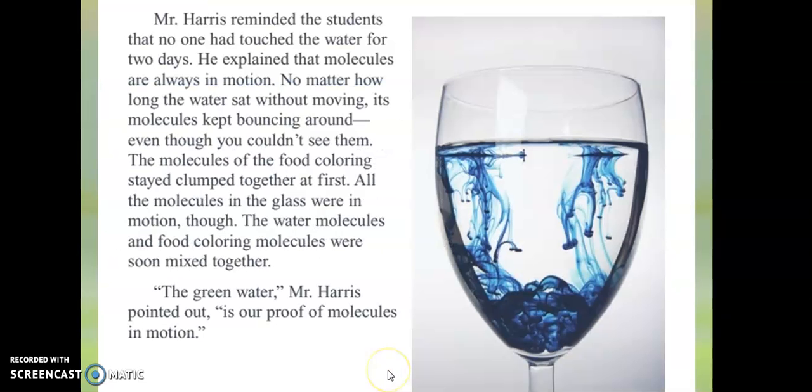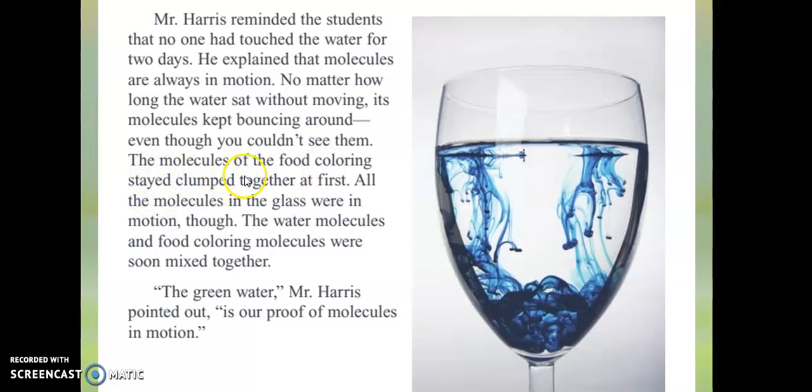throughout the water. Look at the picture. This is the position of the water. You can do this experiment in your house if you want. Mr. Harris reminded the students that no one had touched the water for 2 days. He explained that molecules, this is the topic, are always in motion. Repeat after me. Molecules are always in motion, no matter how long the water sat without moving. Its molecules kept bouncing around, even though you could not see them.